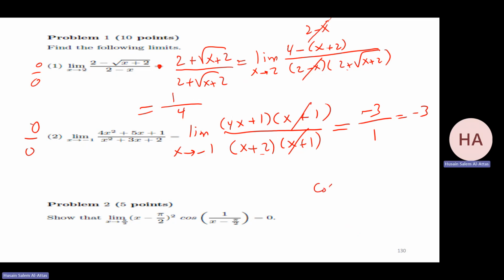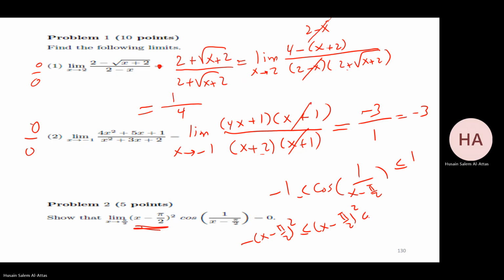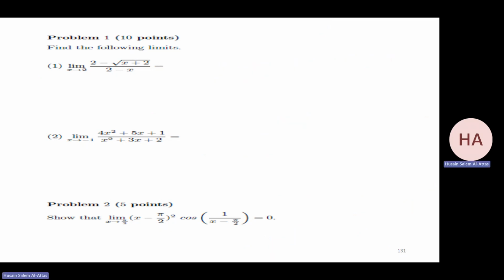Yeah, this is the squeeze theorem. Cosine of 1 over x minus pi over 2 is between minus 1 and 1. Multiply it by this x minus pi over 2. Since this is non-negative, it will not affect the sign of the inequality. As x goes to pi over 2, this goes to 0. This goes to 0. It means this goes to 0 by the sandwich theorem. So this is 0. Yeah, I think I will stop here.